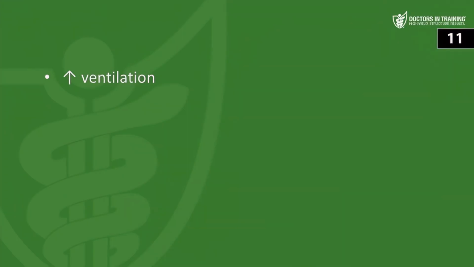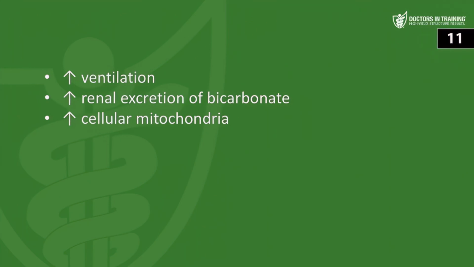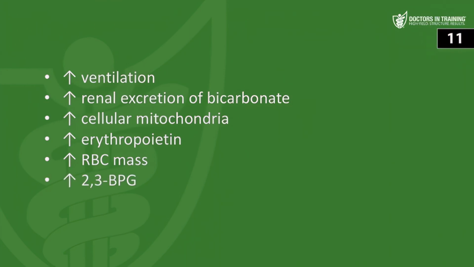First question, how does the body compensate for hypoxia at high altitude? The body is going to increase ventilation to get more oxygen. Ventilation will be increased both acutely and chronically. In order to compensate for the respiratory alkalosis that results from increased ventilation, there will be increased renal excretion of bicarbonate. The body will increase its cellular mitochondria so that it uses oxygen more efficiently. Erythropoietin levels will increase, and then red blood cell mass will increase. And 2,3-BPG will be increased, which shifts the oxygen-hemoglobin dissociation curve to the right, which favors oxygen unloading to the tissues.